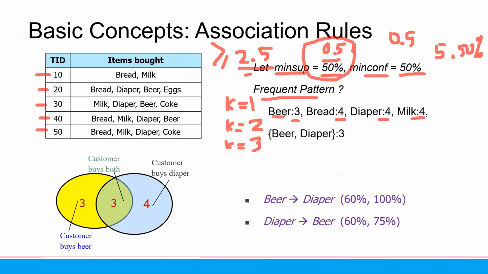So beer, we have 3. 1, 2, 3. Okay, it is in the frequent pattern. Bread equals 4. 1, 2, 3, 4. Okay, this one is in the frequent pattern. That is when k equals 1. What about if k equals 2? Then we have beer and diaper. So there are 3 occurrences.